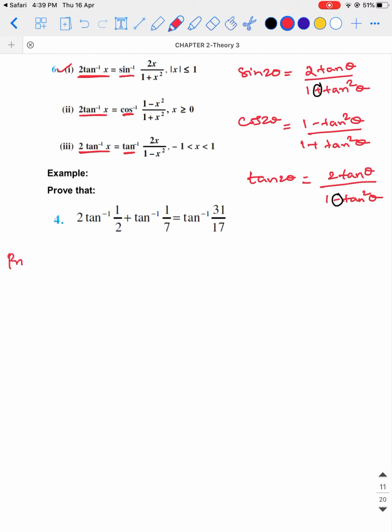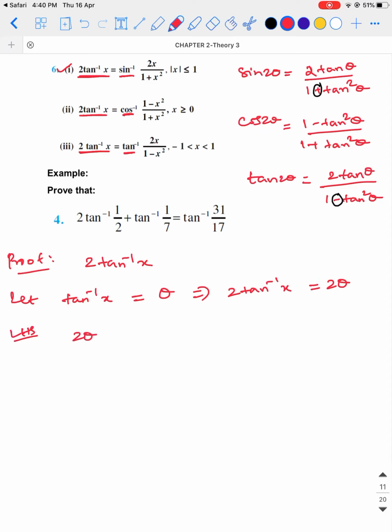So let's see the proof. For the first one, that is 2 tan inverse x, when we are trying to write it in terms of sine inverse, we can proceed like this. Let tan inverse x be theta, which implies 2 tan inverse x is 2 theta. So instead of 2 tan inverse x, the LHS will be 2 theta, right?